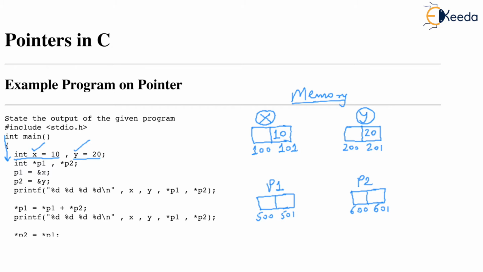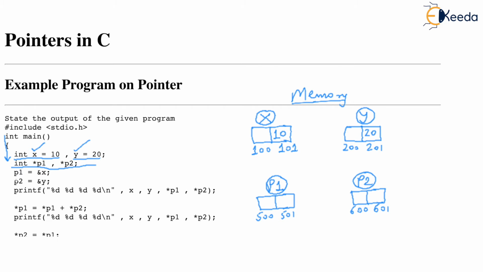The next line declares two pointers, p1 and p2, both of int type. So we have shown in the memory p1 and p2 as the 2 pointers occupying 2 bytes each. We saw in the earlier video that any kind of pointer always occupies 2 bytes, and we have assumed that the pointers themselves are stored at 500, 501 and 600, 601.